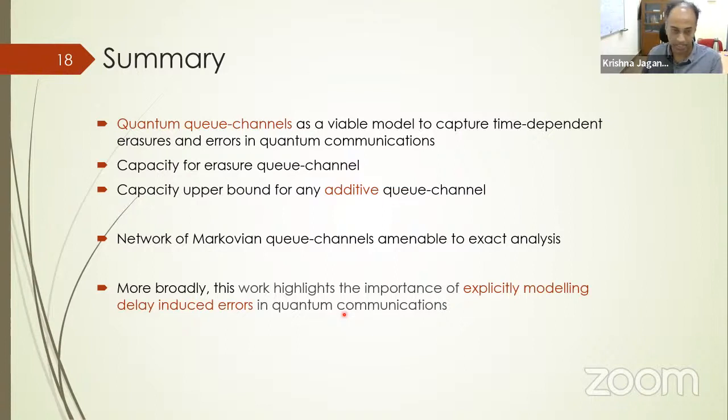You will get more complicated expressions. We have only taken queuing buffering delay into account. We have derived the capacity, exact capacity for erasure Q channel. We have a capacity upper bound for additive Q channels. Then we considered a network of Markovian queues, which is just a Jackson network, and that's amenable to exact analysis.